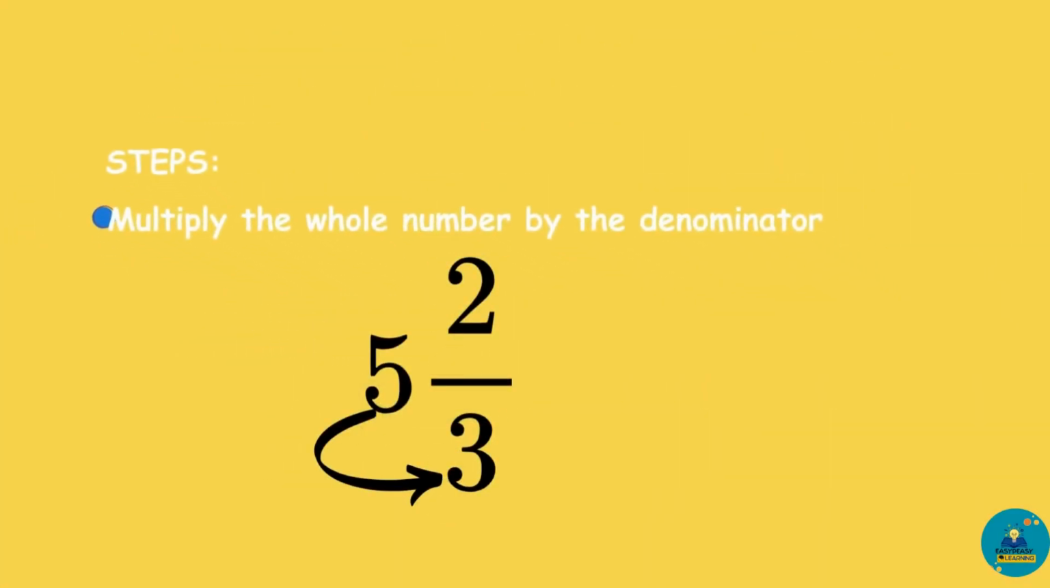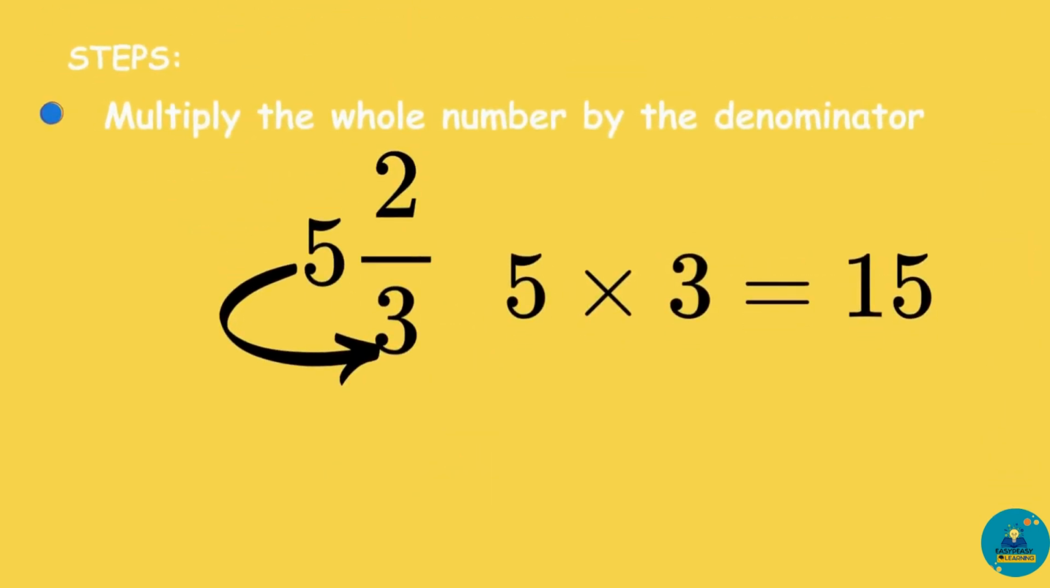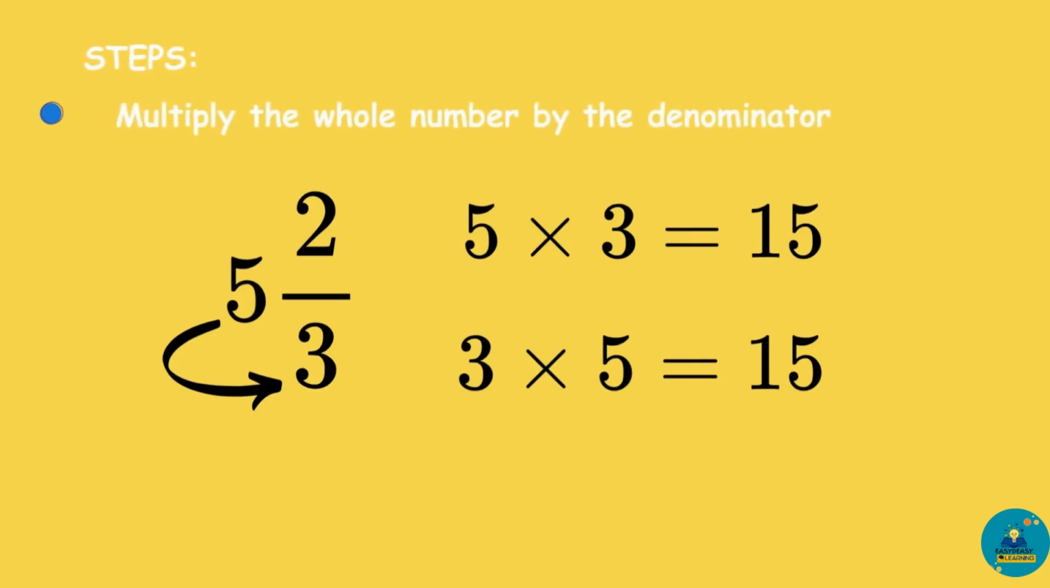Step 1. Multiply the whole number by the denominator. And this is 5 times 3. You can as well say 3 times 5. It will give you 15.